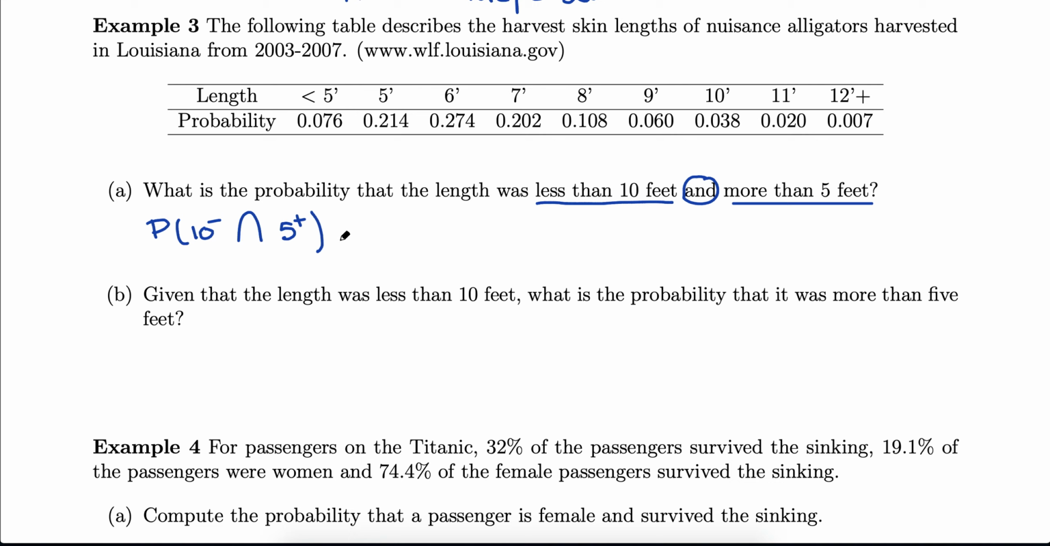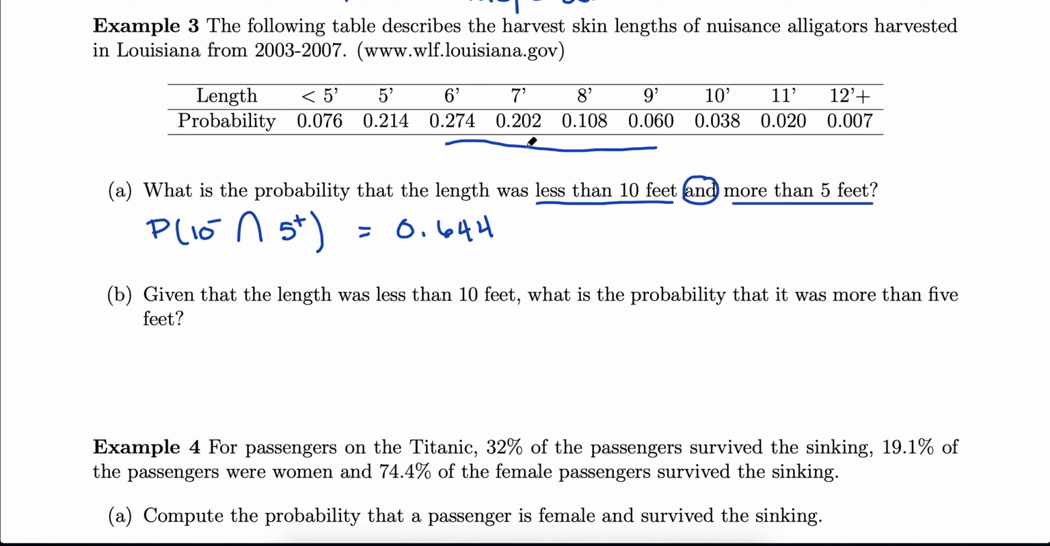So we don't want to use any and formula here. This is a data table, though it's a different kind of table. Since these are disjoint, an alligator can't be both 5 feet and 6 feet at the same time. We can just add up probabilities. So this is strictly less than and strictly more than. Less than 10 feet would be these, and more than 5. This section is the overlap or satisfies both of those criteria, less than 10 and more than 5. So if we add those up, we're going to get 0.644.